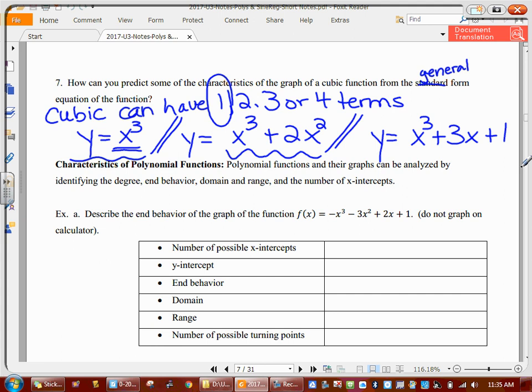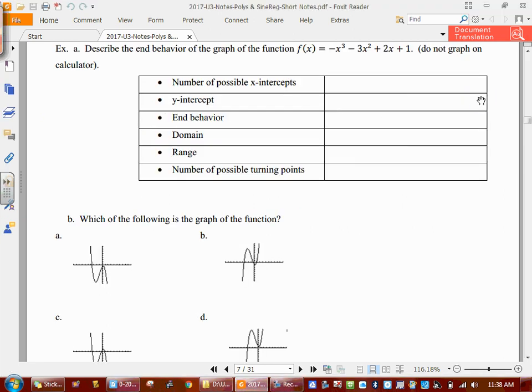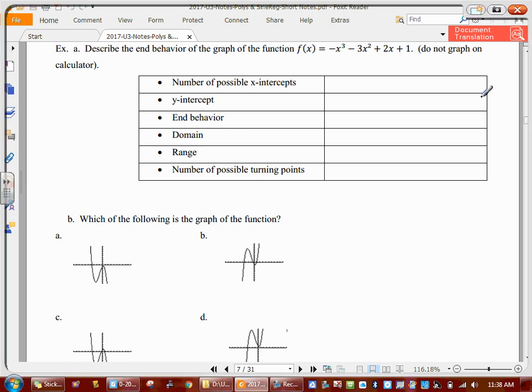Okay, let's see what you guys got. So, we're not going to look at anything from the calculator. We see it is a degree 3. So for degree 3, the possible intercepts are identical to degree 3. The y-intercept is the constant, the term without the variable, so it's going to be positive 1. End behavior, because he's going down, is going to be 2 to 4.